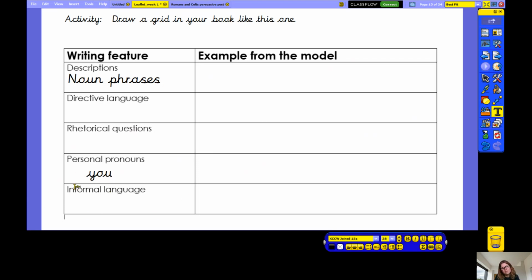Finally, are there any examples of informal language? For example, does it feel like the leaflet is written in a chatty kind of way? Can you find any examples that might sound like someone's chatting to somebody else? It's not like the formal language that you use in a speech. This is slightly different. It's like the kind of language you might use if you're talking to your friend. Pause the video now and find those examples and write them in the text boxes.